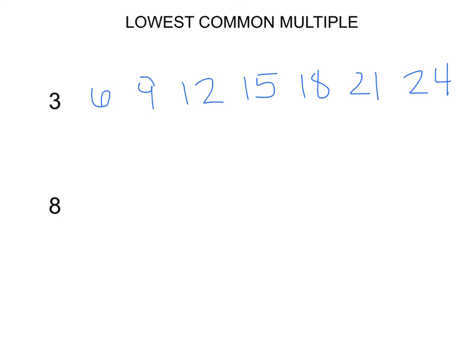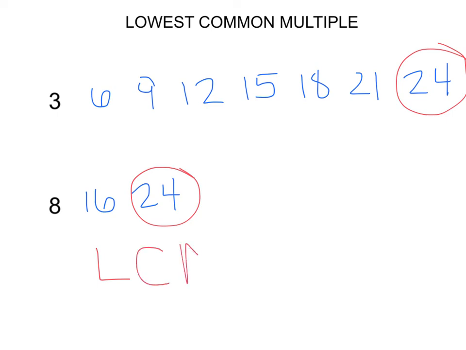So 8 times 2 is going to give me 16. 8 times 3 is going to give me 24. And I can stop now because I found at least one number that's the same or in common between 3 and 8. What is that number? Well, as you can see, 24 appears in both of these lists. So I'm just going to circle that. And that means that the lowest common multiple, or the lowest number that's the same in both of these lists, is the number 24.